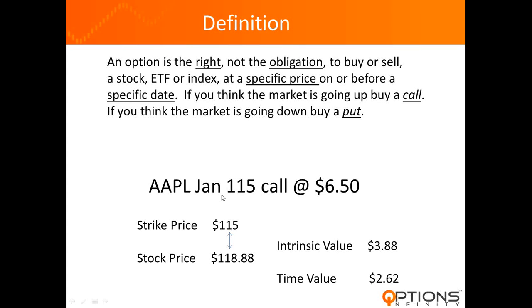All options expire the 3rd week of the month that you have here. This is the expiration month. So you now are controlling 100 shares of Apple for $650 versus going out and buying 100 shares of Apple stock for $11,888. Now, this price that you bought it at is called the strike price. Okay? And at this point, it is below the 118, so there is real value to this option.